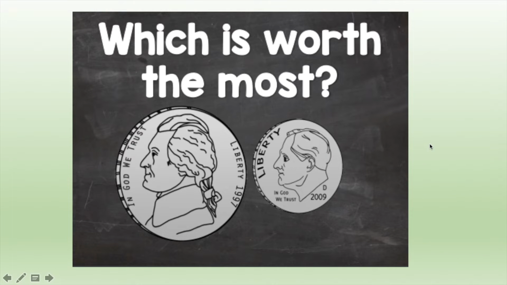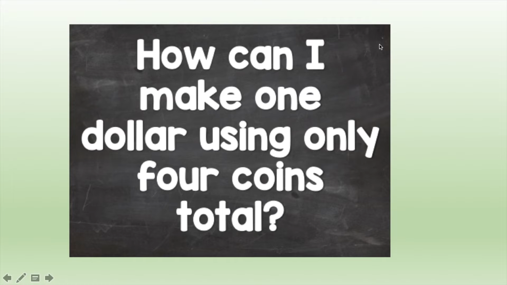So let's think about this. Let's take a break. Which of these 2 coins is worth the most? The dime. You're right. If you said the dime, you are right. Even though the dime is smaller in size than the nickel, a dime is worth 10 cents and a nickel is only worth 5. How can I make $1 using only 4 coins total? Think about this and share your answer with a sibling or your parent.